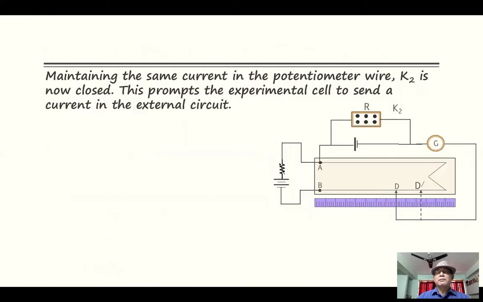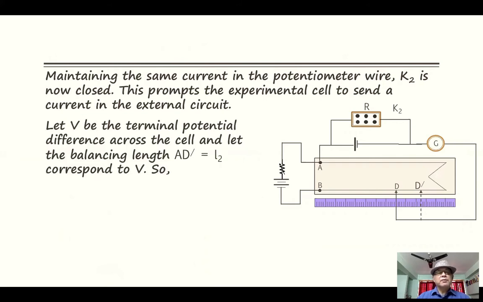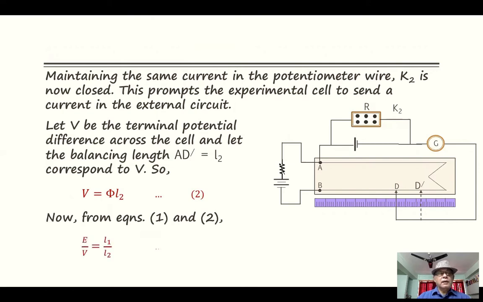Maintaining the same current in the potentiometer wire, K2 is now closed. This prompts the experimental cell to send a current in the external circuit. Let V be the terminal potential difference across the cell and let the balancing length AD dash equal to L2 correspond to V. So V equal to phi L2, we call it equation 2. Now from equations 1 and 2, E by V is equal to L1 by L2. We call it equation 3.